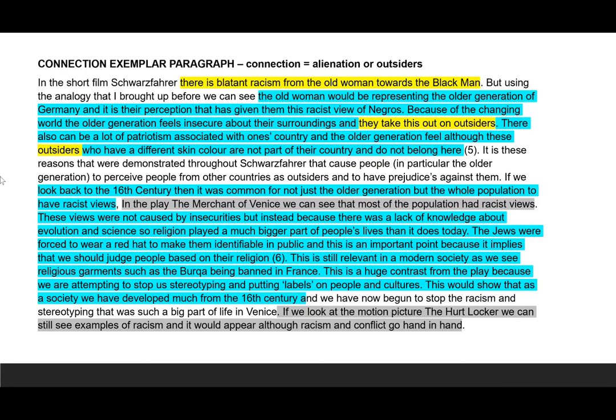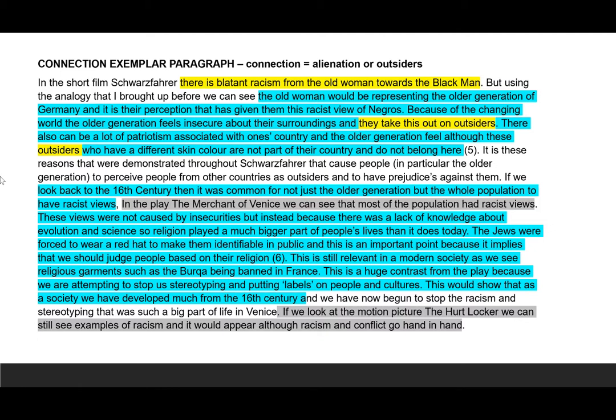So their supporting evidence there is talking about the old people and their attitude to the Negroes, as they've called them. If we look back to the 16th century, then it was common for not just the older generation, but the whole population to have racist views. So that's showing their ability to think about how the connection was impacted by the setting. So that one's a little bit more analysis. Then what they've tried to do, as you can see in my grey here, is they've tried to connect it to one of their other texts.